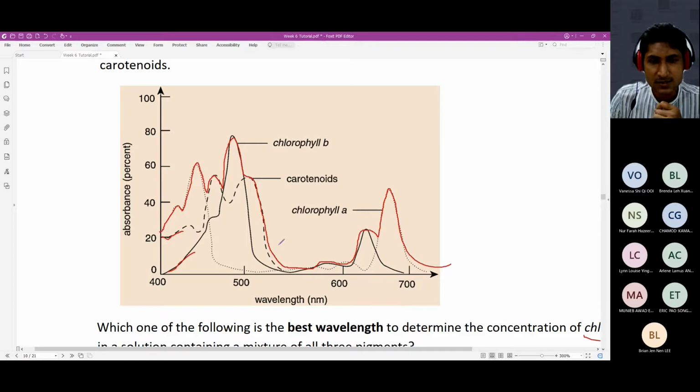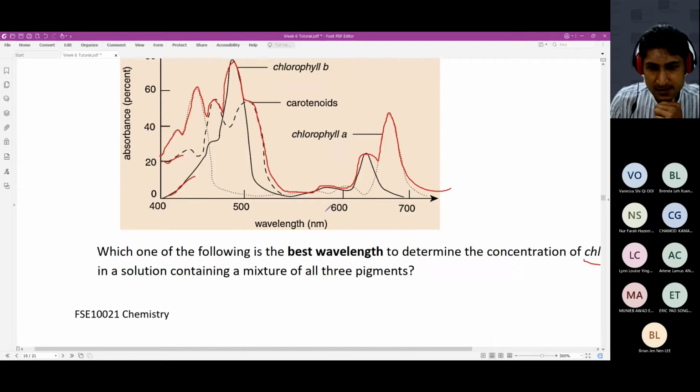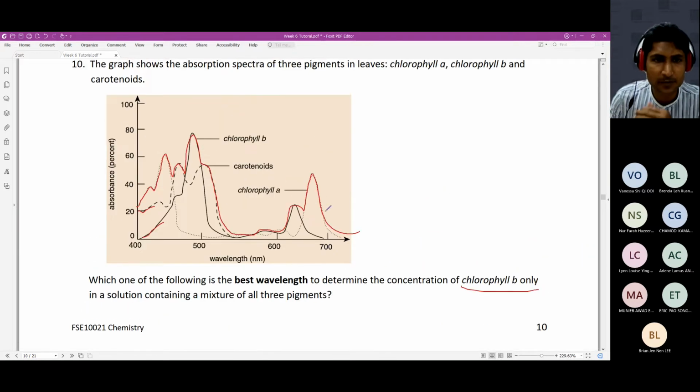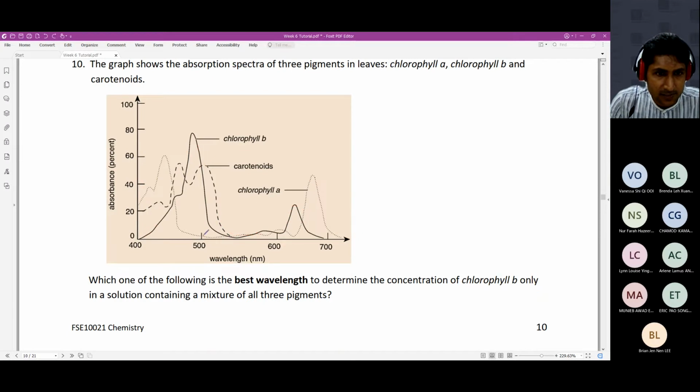So when there is a mixture and I want to find out only chlorophyll B when all 3 of them are together in the mixture, which wavelength should I set in the machine? Should I set 500? If I set 500, at this wavelength, chlorophyll B is here, right?